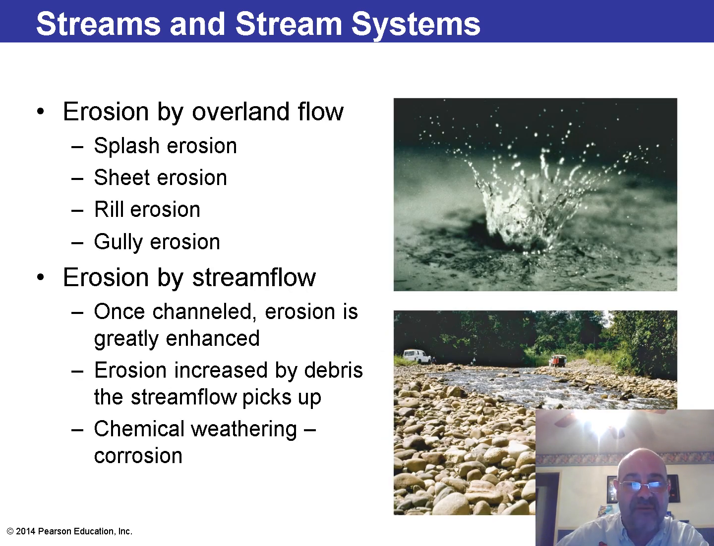All right, so we have different types of erosion by overland flow. First of all, we have splash. A raindrop hits dirt and displaces dirt. Simple, easy. Sheet erosion. That's where water comes flowing across, kind of associated with floods or coming off a cliff, something like that. That's sheet erosion. Large amount of water, okay?